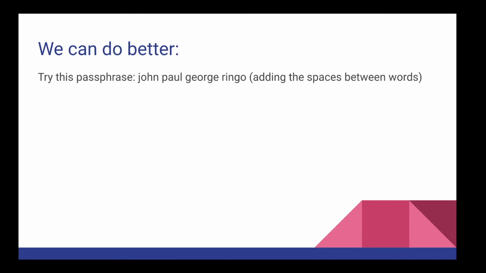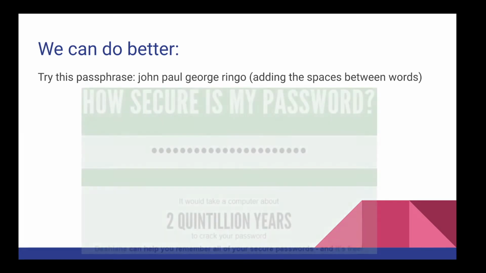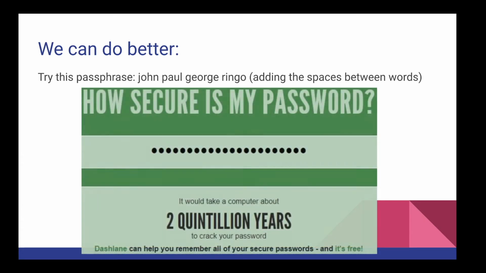This time I got John space Paul space George space Ringo. So I've added the spaces. I've added that extra complexity, that extra character. 2 quintillion years. It's about 1 million times longer than our universe has existed. That's pretty good.